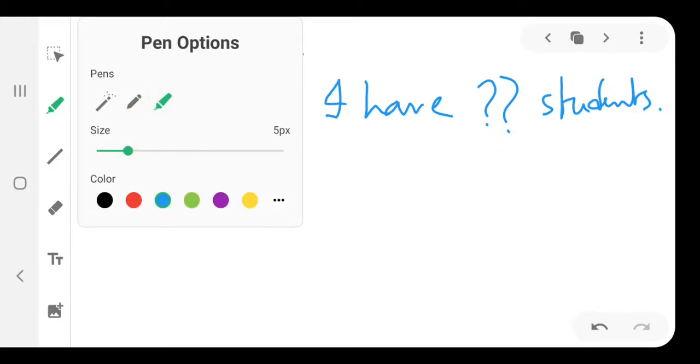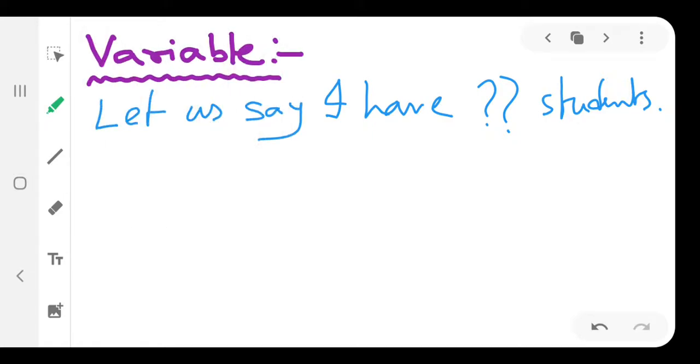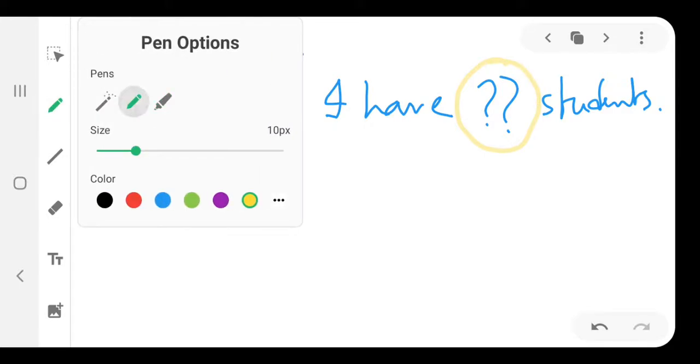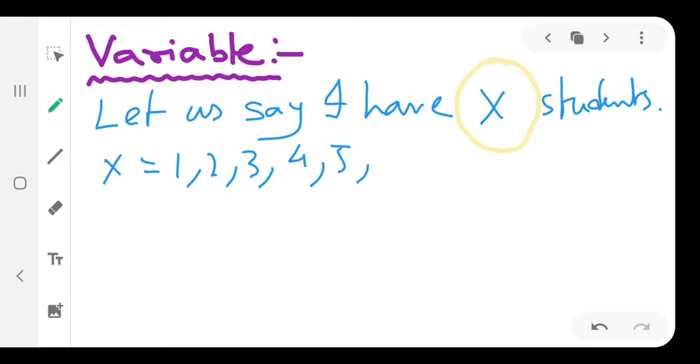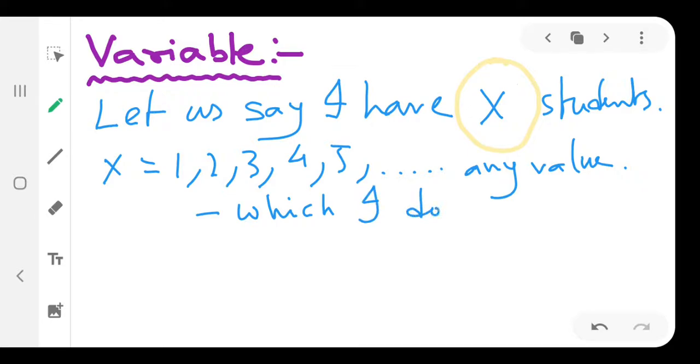See, variable means I can put here any kind of thing. I can put here any alphabet. So we use alphabets in place of variables. Like we can use here X. I have X students. X can be anything. Like X can be 1 also, 2 also, 3 also, 4 also, 5 also, dot dot dot, anything. Any value which I do not know till now.